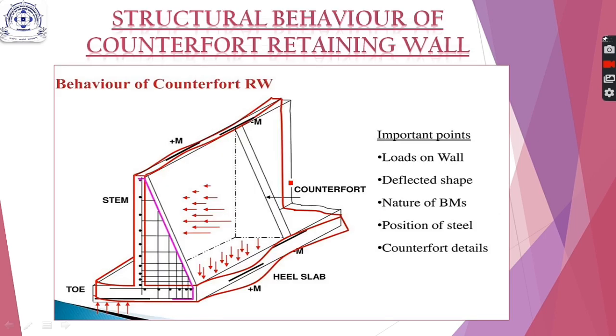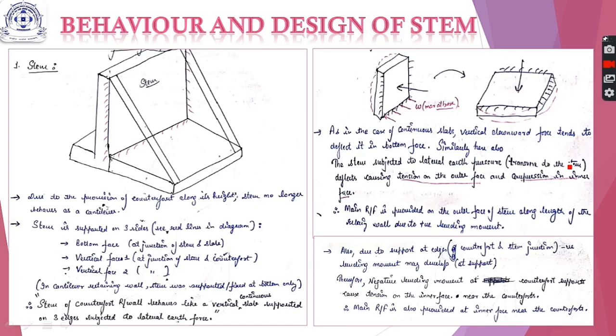So as it must be clear to you by now, the structural behavior of counterfort retaining wall cannot be same as that of a cantilever retaining wall, because in counterfort retaining wall, the stem and the heel slab do not behave like cantilevers, but they behave like slabs supported on 3 edges, while the toe slab behaves like a cantilever. So we have to study these behavior individually, and also we have to study the behavior of the counterfort, additional item provided in the counterfort retaining wall. So first we will look at the behavior of stem.